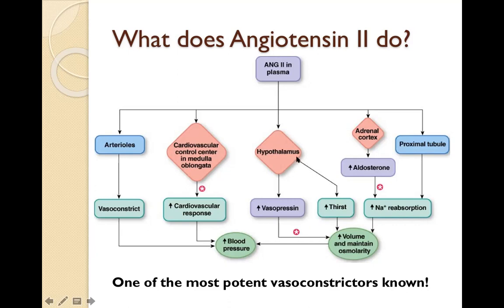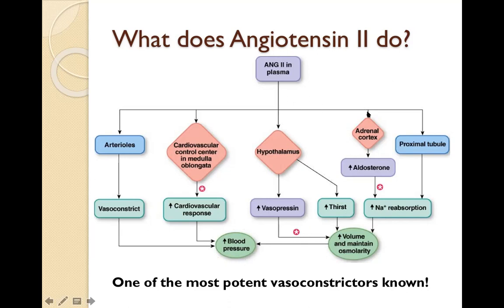Angiotensin 2 will also stimulate thirst receptors. So the thirst receptors are going to be stimulated in the hypothalamus, and that is going to increase our thirst, to increase water ingestion. That water will be absorbed in the GI tract. And together with that vasopressin, you're going to conserve all that blood volume. That increased blood volume is going to increase the blood pressure.